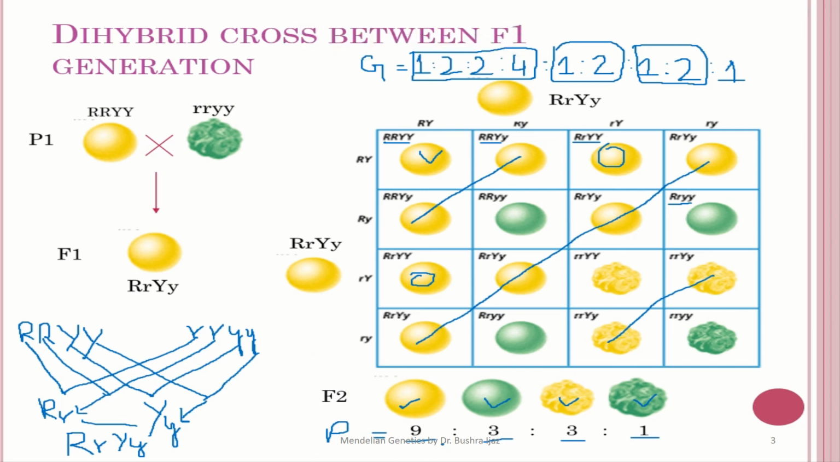This ratio 9 is to 3 is to 3 is to 1 is actually the dihybrid ratio, whereas the previous one, 3 is to 1, which was used for monohybrid crosses, is known as the monohybrid ratio. So you have to remember that for dihybrid crosses the ratio is the dihybrid ratio, and for monohybrid crosses the ratio is the monohybrid ratio.